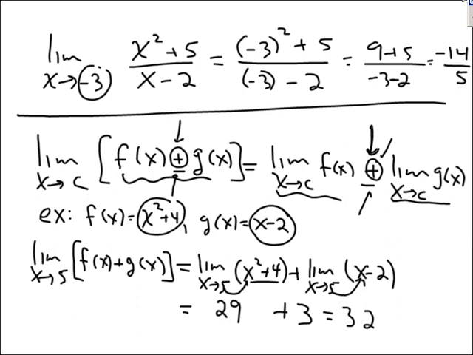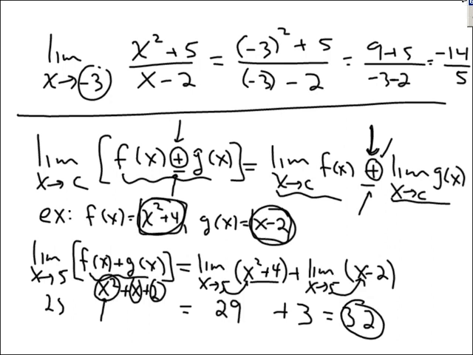Of course, you could have added these right away, and you would get x squared plus x plus 2. Plug in 5. 5 squared is 25. Well, 25 plus 5 is 30, plus 2 is 32. The same number we got.